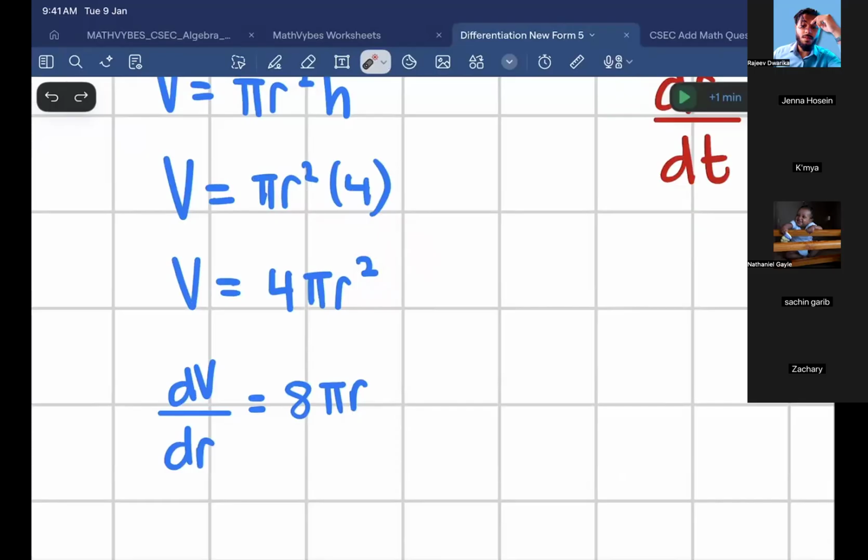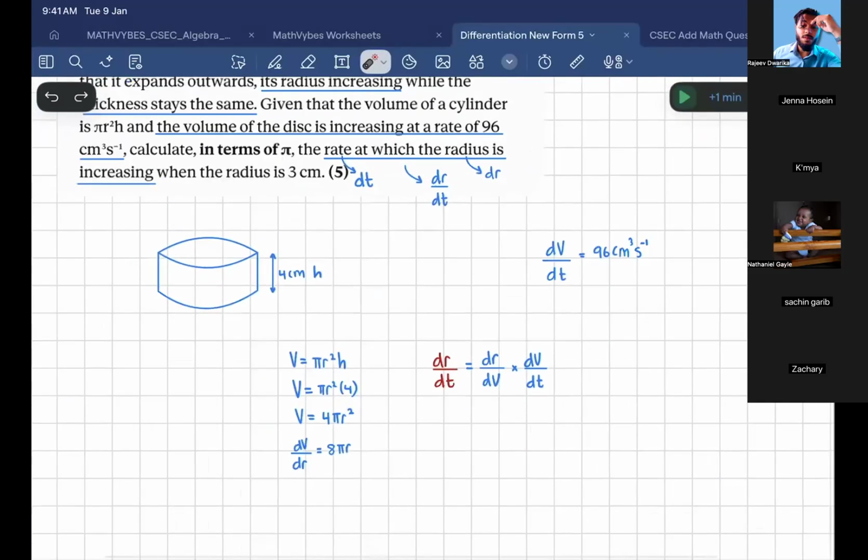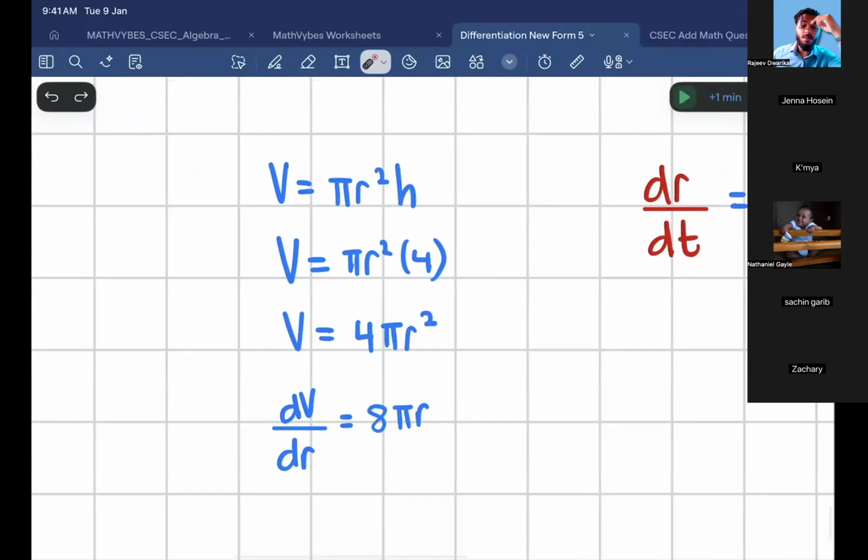But yeah, when you're differentiating in terms of r, I multiply by 2, and then I take away 1 from the power. So 2 minus 1 is 1, so that's just 8 pi r. Yes, sir. How about the rest of you guys? Do you all understand? Yes, sir. Okay, cool.